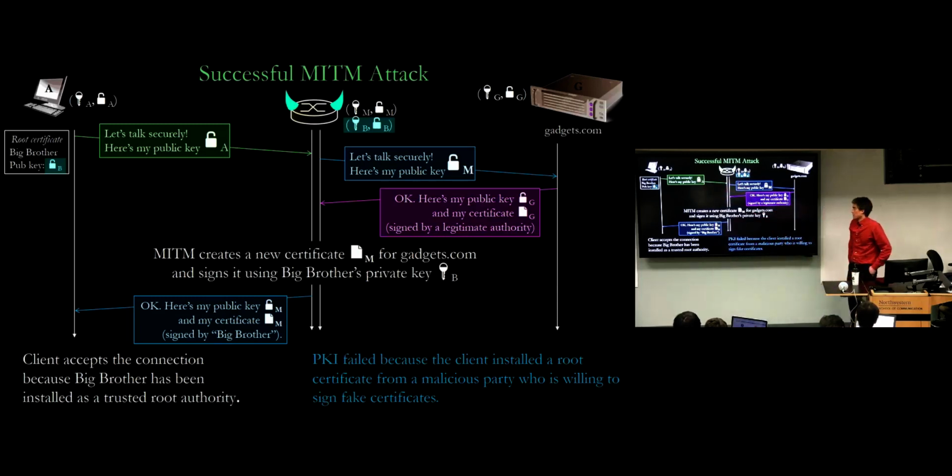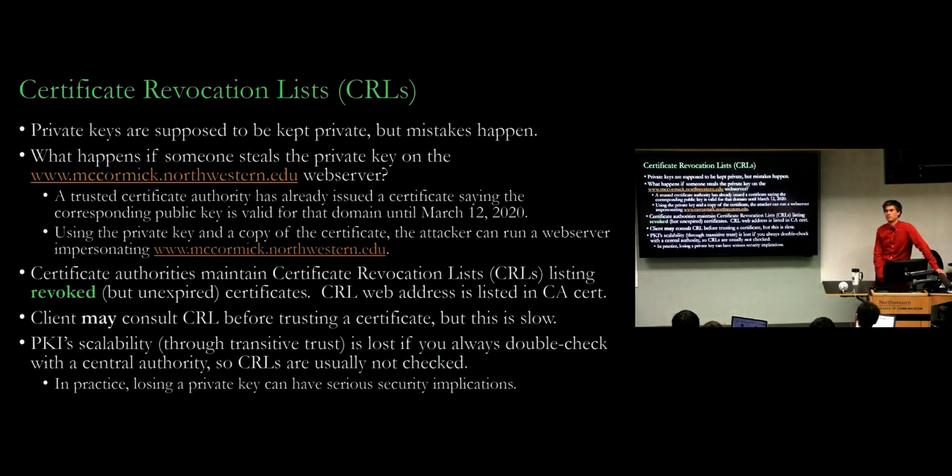Okay. So the client will accept the connection, because this new root certificate authority, root certificate, has been added to the client. Right. And in this case, the public key infrastructure failed because the client installed the root certificate from a malicious party, and this shouldn't have been installed because this party is willing to sign fake certificates, in particular for this router that wants to impersonate everyone. Okay. Cool. All right, so that so far should be enough to solve the man-in-the-middle attack scenario that we've been worrying about.